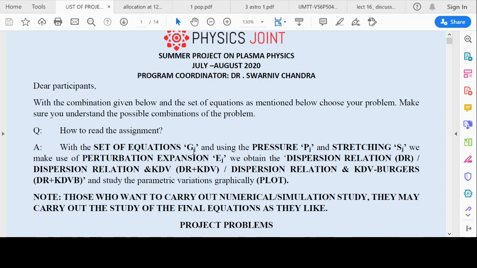You see, you have got a Gj set of equations with the equation of state Pj like this, such as stretching and the perturbation expansion, and we obtain the dispersion relation accordingly, of KdV and KdV Burgers equation, and finally get the results in a graphical way.